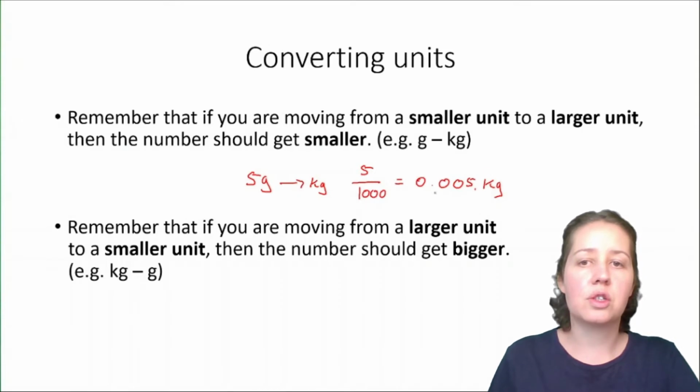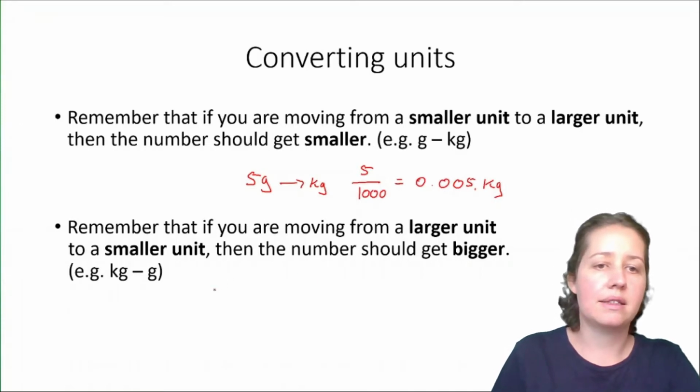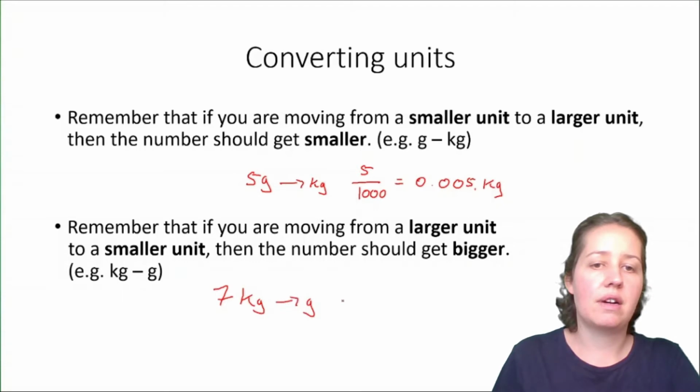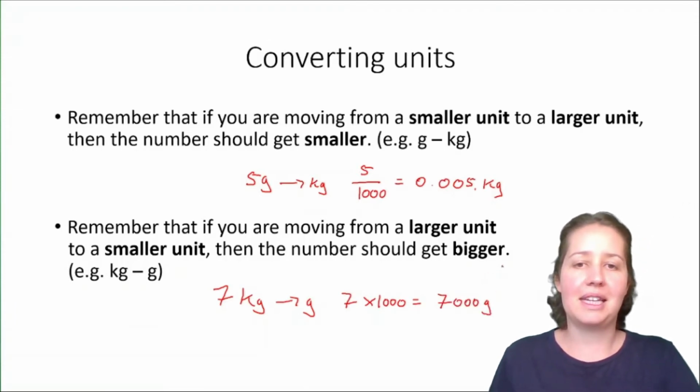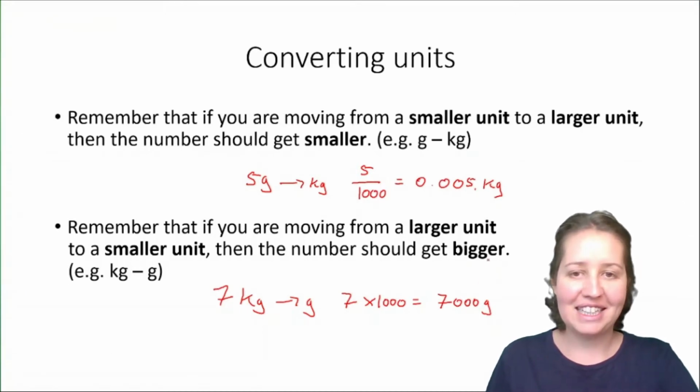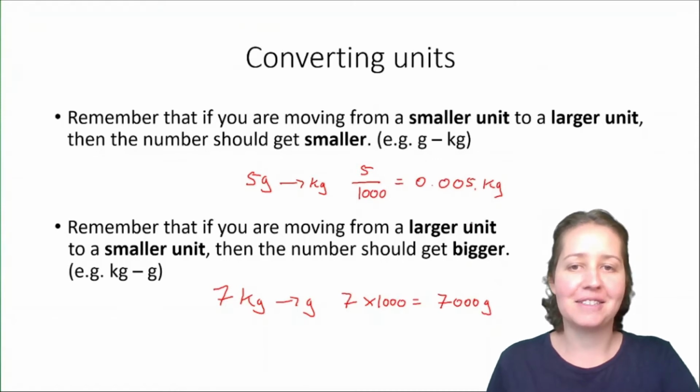This has got smaller. Whereas if you're going from a large unit to a smaller unit, then your number should be getting bigger. So let's say we have 7 kilos and we want to convert that to grams. Well, what we're going to do is 7 times 1,000, giving you 7,000 grams. Your number has got bigger. It's always worth taking a moment at the end of a conversion just to do that check. It's very easy to end up going in the wrong direction.